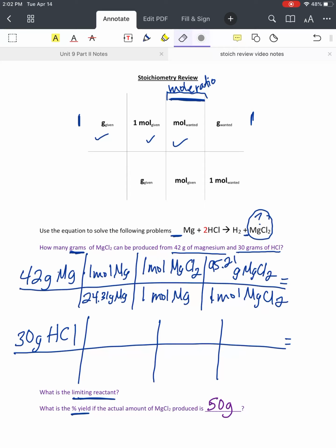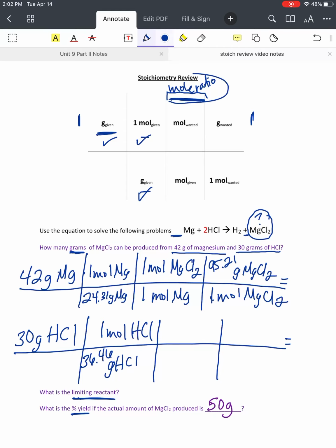Okay, so now let's look at HCl. Let me erase my check mark so we can follow along. So we're gonna do the same thing. We started with 30 grams given. How can I go from grams to moles, right? I'm gonna look at my periodic table and get my molar mass. So hydrogen is 1.01, chlorine is 35.45. When I add those together, I get 36.46. Okay, so I've done my grams given and I've turned those into moles.